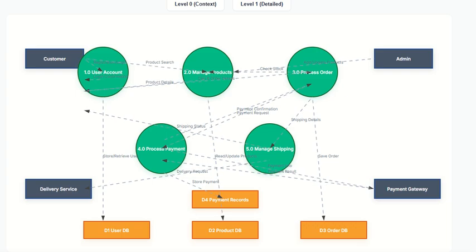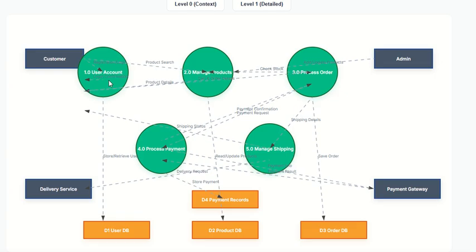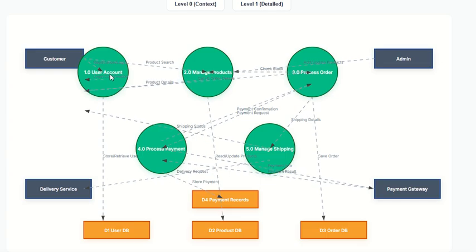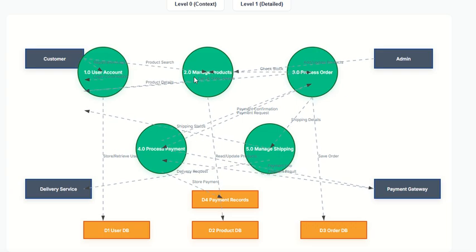So for number 1, we have the manage user account. So this process handles all user account activities such as registration and login. So the data flow will be the customer sends registration and login details to this process.